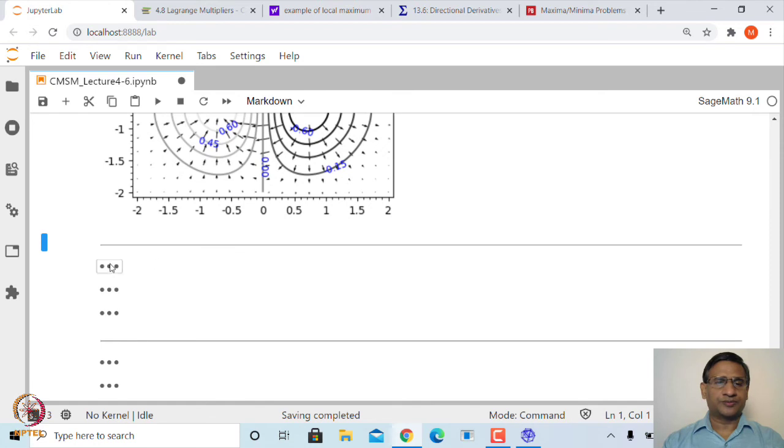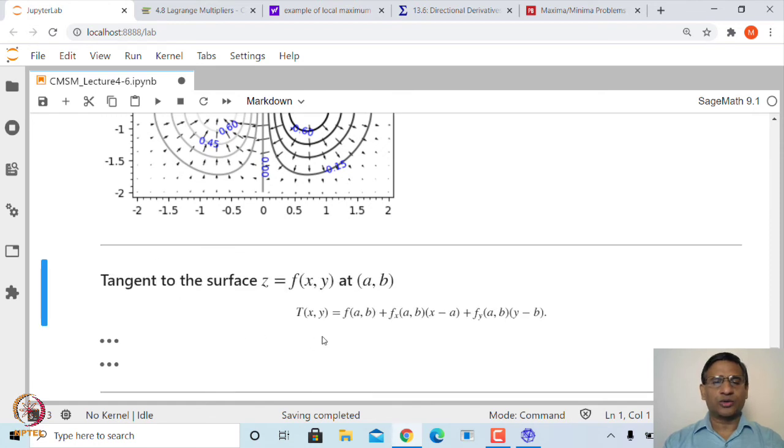Okay. So next let us look at how to define the tangent to a surface z equal to f(x, y). The equation of the tangent plane at any point (a, b) is given by T(x, y) equal to f(a, b) plus partial derivative of f with respect to x at (a, b) times (x minus a) plus partial derivative of f with respect to y at (a, b) times (y minus b).